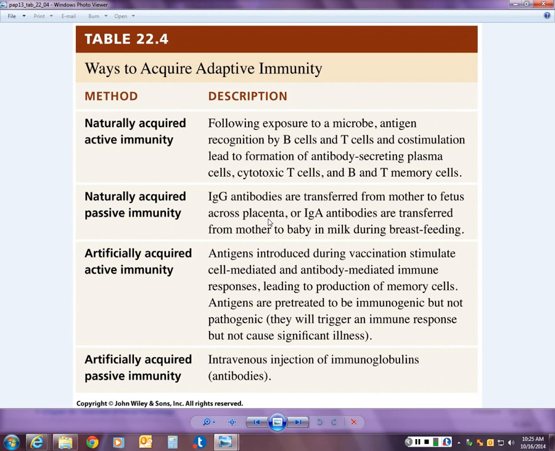And finally, we have artificially acquired passive immunity. Man-made, person's immune system does nothing. Easiest example of this would be a transfusion of antibodies or immunoglobulins. So we have IgG isolates that we transfuse to individuals and things of this nature, and that's going to be your classic example there of artificially acquired passive immunity. So please keep in mind the four different categories and also the examples.